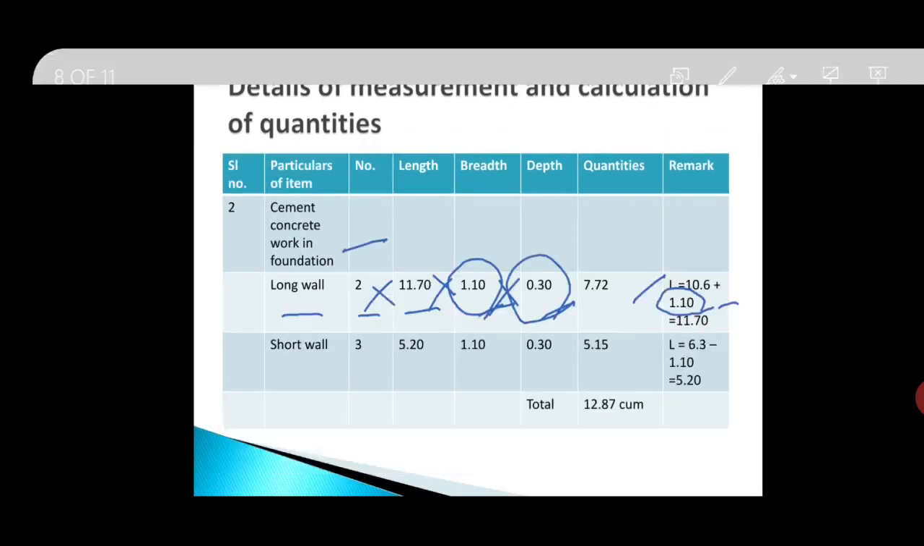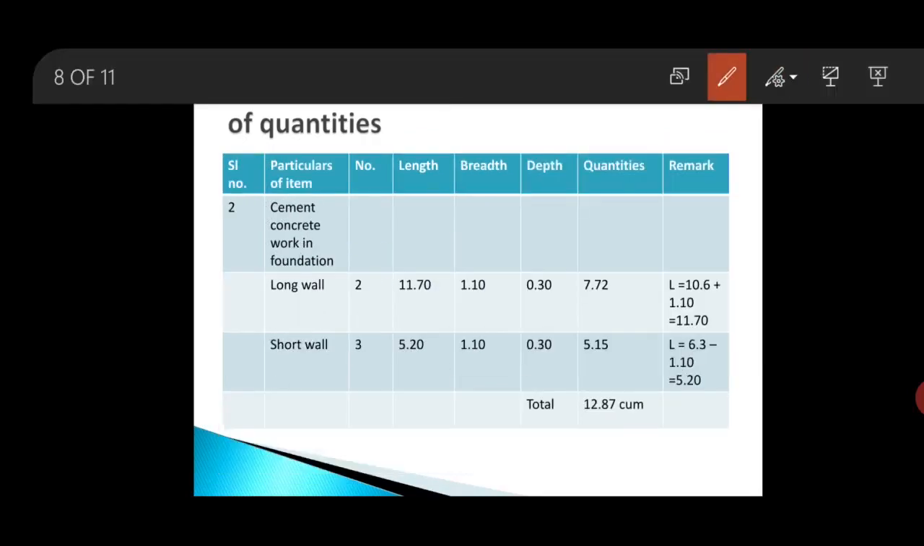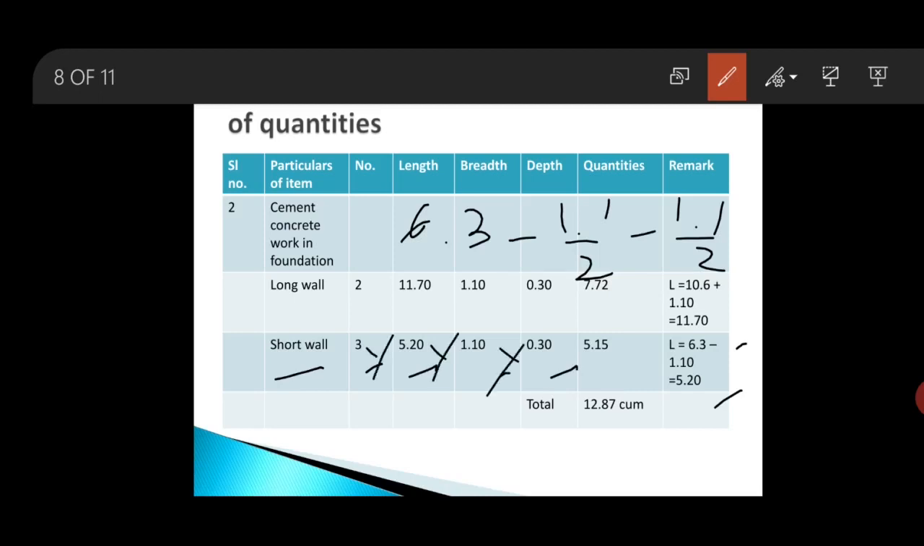So now here, see, the next one is short wall. The number was 3, and the length is 6.3, the center to center length, and from that we will subtract half of the breadth from both the sides, that means 1 breadth. So minus 1.1 will give 5.2, breadth is 1.1, depth is 0.3, same as your long wall. So by multiplying these 3, we will get the total quantity along the short wall as 5.15 cubic meter, and by adding these two, long wall and short wall, we will get the total quantity of cement concrete work as 12.87 cubic meter.